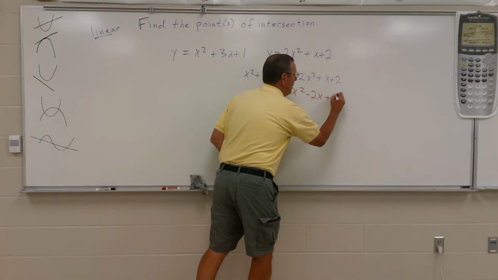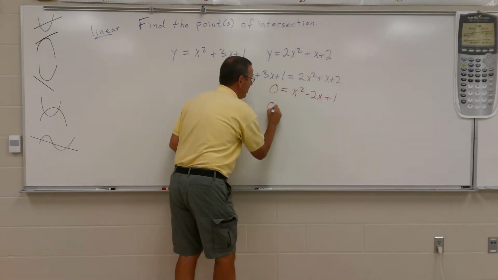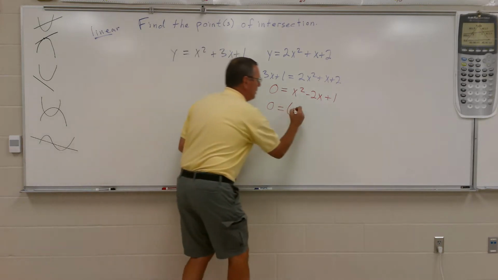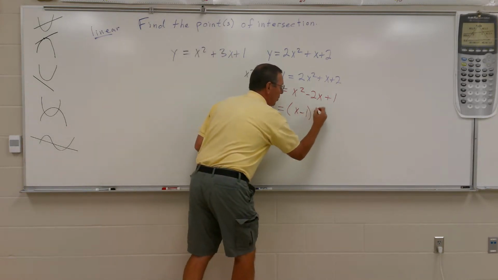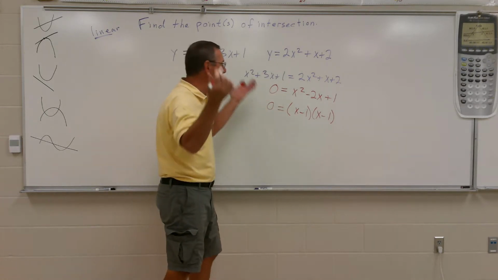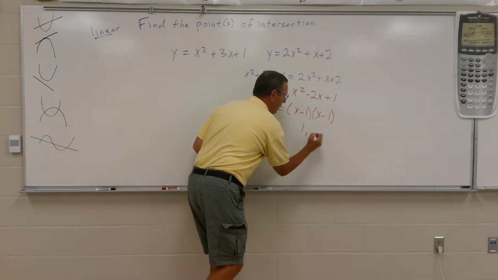Okay, and then I'll subtract 1 from both sides. Will give me a plus 1. And now we have the equation equaling 0. This time I do not have to use quadratic formula because this will factor for us into x minus 1 times x minus 1. I could write that as x minus 1 squared, but no need to in this problem.